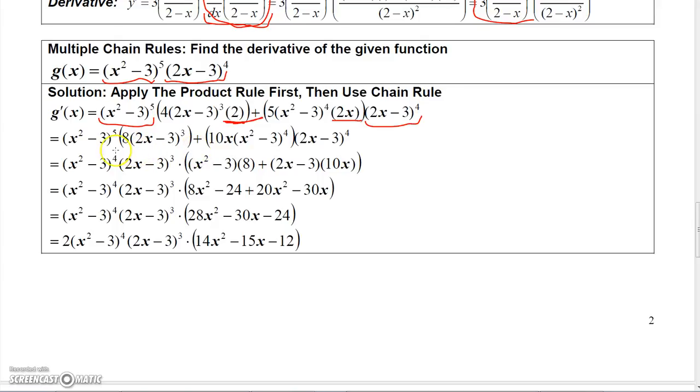And then I went ahead and factored out, if you'll notice, in this term you have a common factor of (x² − 3) to the 4th and (2x − 3) to the 3rd. Also in this term you have the same common factor. And so if you factor that common factor out of the two terms, you're going to be left with the first term, (x² − 3) times 8, and the second term, (2x − 3) times 10x. And then I just simplified this as much as I could till I got it down to a trinomial.